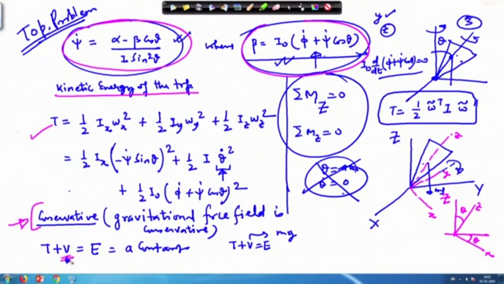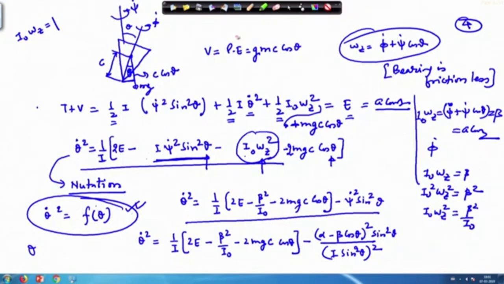So, we added the potential part here. This quantity is a constant. Then we got the potential term, which is m g c cos theta. So, here we have added that part, this is the potential part added here, T plus V, this is the V part here.